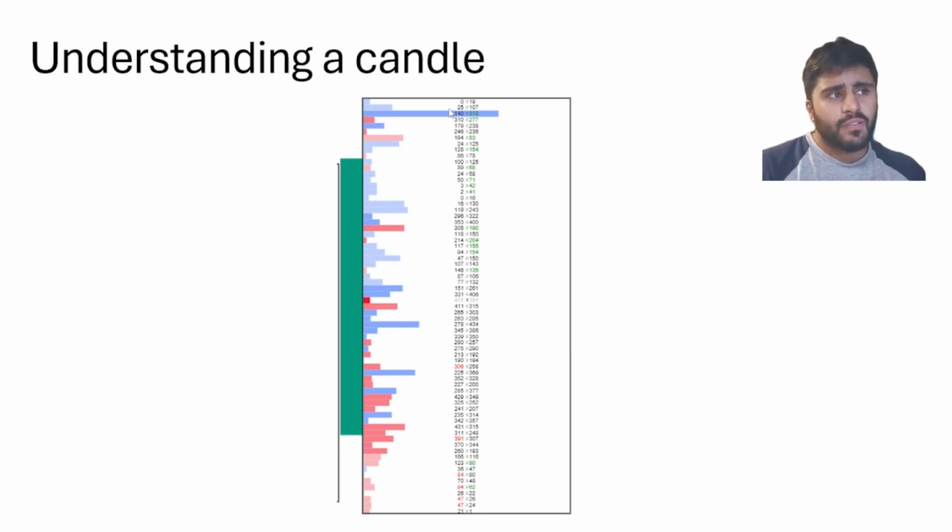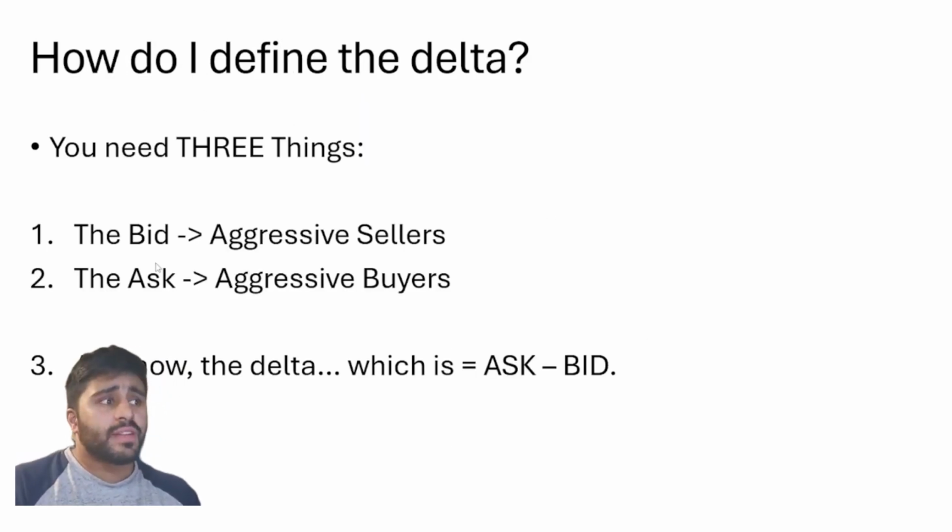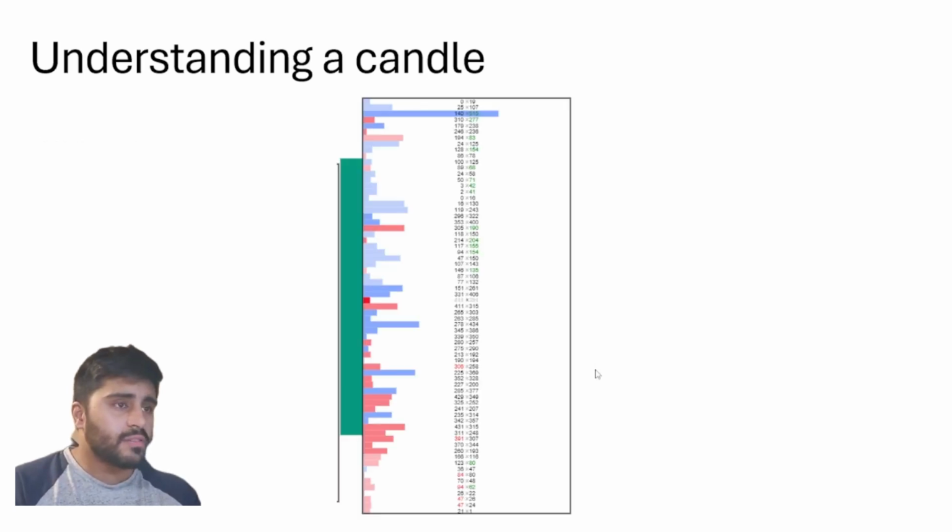Now, how do we define delta? We define delta as the highlighted color for a particular row. And so what do these numbers on the row represent? So I've kept them small on purpose because you don't need the numbers to understand the delta. But it does make sense to understand how the delta works, right? So how do I define delta? So it's the ask minus the bid. So what that means is it is the right number minus the left number.